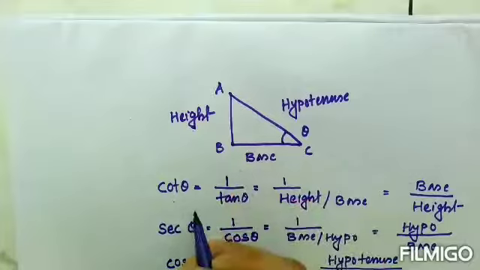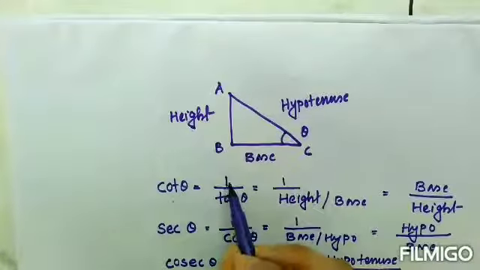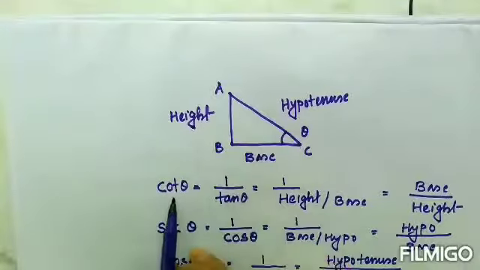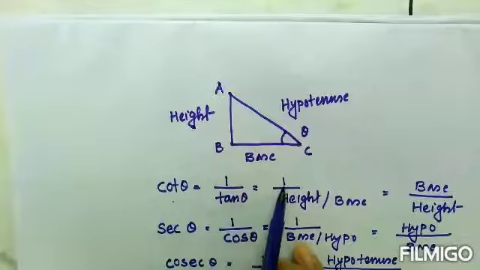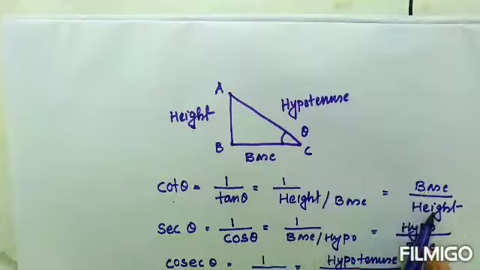Then after tan theta, here it is cot theta. Cot theta is the reciprocal of tan theta. The full form of cot theta is cotangent. So as this is the reciprocal of tan theta, this is 1 by height by base, that will be equal to base by height.